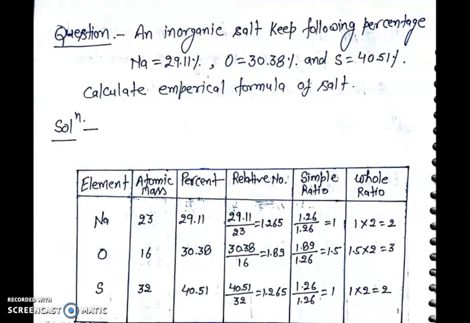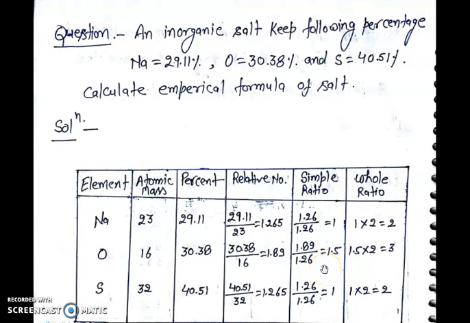To calculate the simple ratio of sulfur, it is equal to the relative number of sulfur divided by the smallest relative number. Here, the relative number of sulfur is 1.26 divided by the smallest relative number, that is 1.26, and we get the simple ratio of sulfur, that is 1.